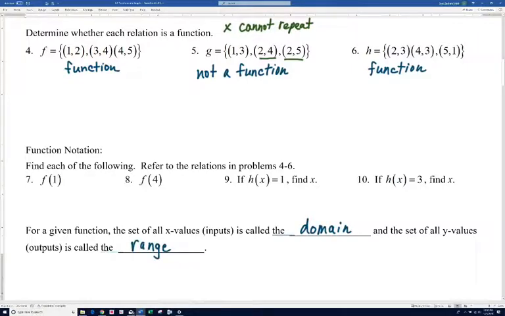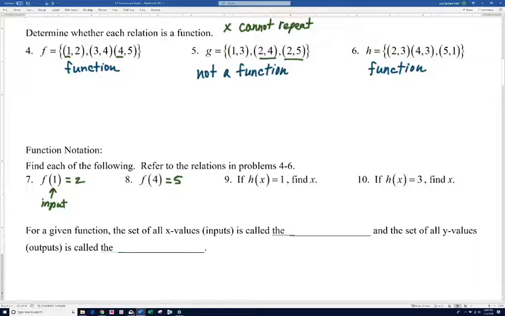Oh goodness, I'm getting ahead of myself. Oh, that's right. Let me go back here. So 1 is an input or an x value. And so I want to go to the f function and look for an input of 1, and notice that happens here, and the corresponding output is 2. So we get 2. And next we need to find f of 4. So again, notice we're dealing with the f function. We need an input of 4. That happens here. The corresponding output is 5.